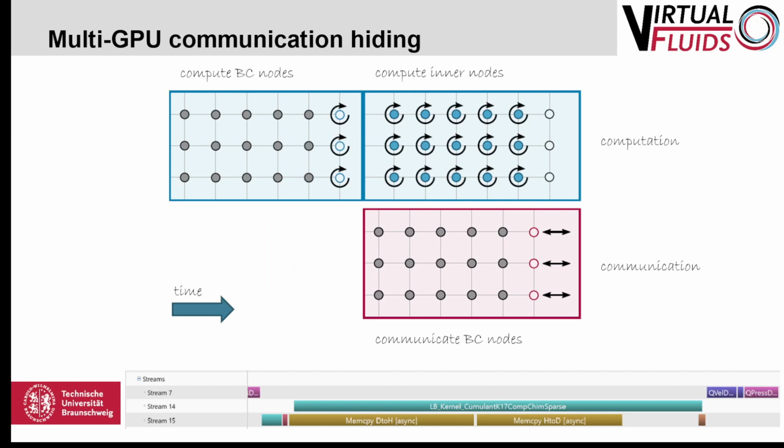We try to hide the communication. How can we hide the communication? First of all, we compute the boundary nodes that we have to send. And then while sending these boundary nodes, we calculate the rest of the nodes. So we separate them. This is what we are doing here. And if you only have 2 GPUs, uniform in one direction here, we can really hide everything easily.